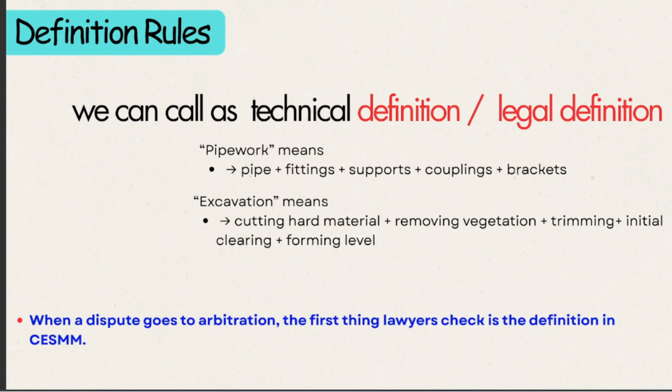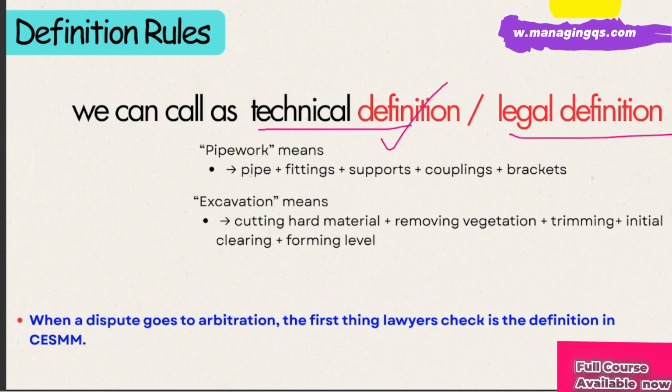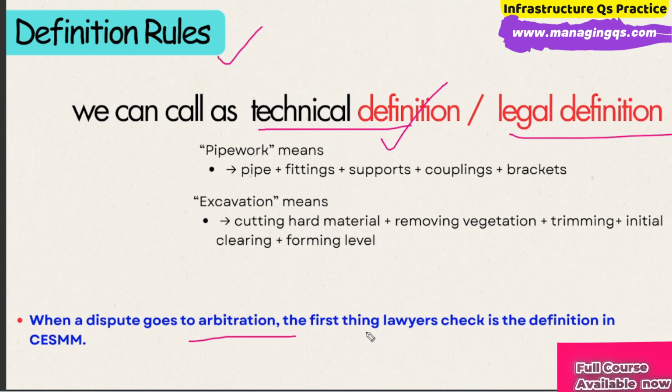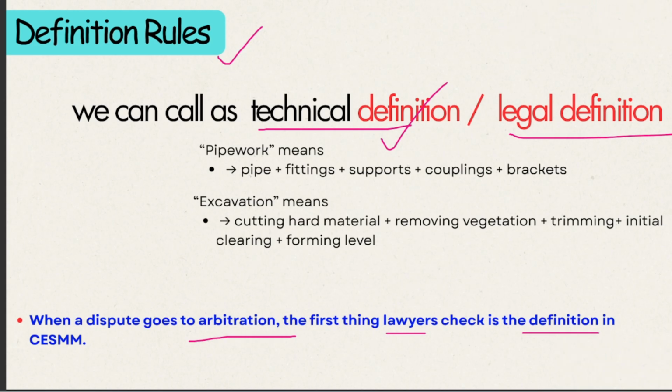The definition rule is a detailed version of the measurement rules. We can call this a technical definition or legal definition. This is a very important rule in the session book. If any arbitration is ongoing for any dispute in an infrastructure project, the lawyers firstly check the definition rule of the particular activities in the session book. So that's why we have to be aware of this definition rule.